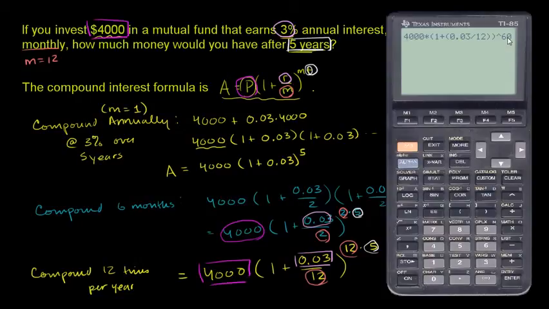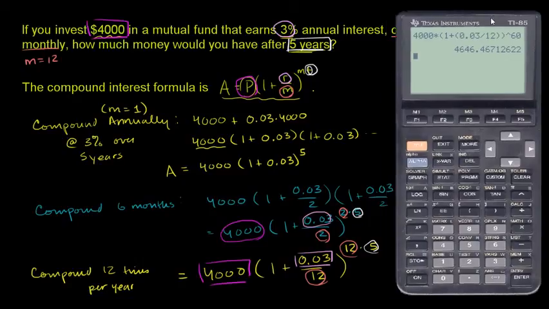And it might seem like a very huge exponent, and it is, but remember, you're taking 1 plus a very small number to the 60th power. 1 at the 60th power would just be 1. The closer you get to 1, the more times you can take its power without it becoming a really huge number. But we want to be clear, we want to take this to the 60th power before we multiply by 4,000. And we get $4,646.47. Let me put this over the side so I can read it.